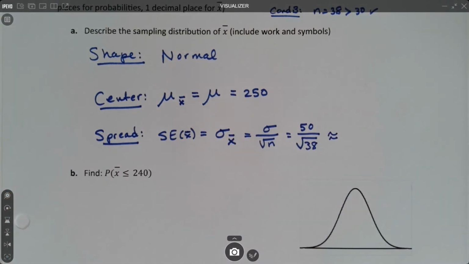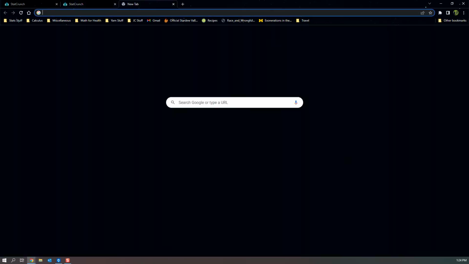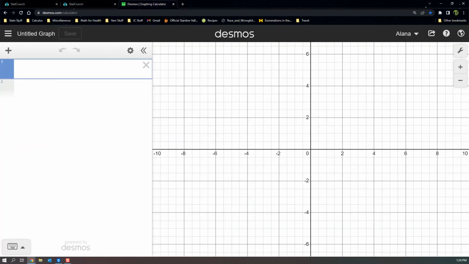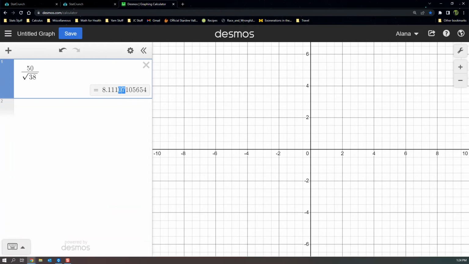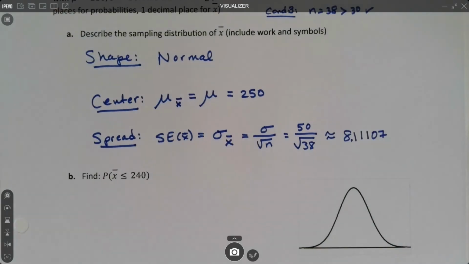So let's get Desmos up. There it is. Hello, Desmos. I'm going to log into the graphing calculator. All right, 50 divided by square root, so SQRT, or you could bring up the square root from the palette. It's that little checkmarky one, and 38. And we get 8.1111, in fact, if I'm going 4 decimal places. So 8.11107. I'll just do that. That way I've got more decimal places than I could possibly need.